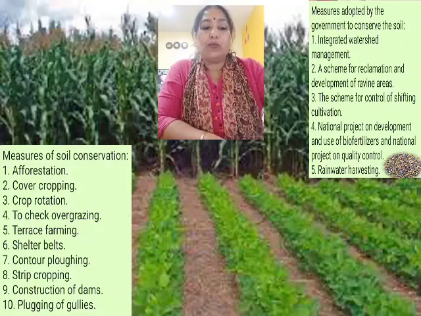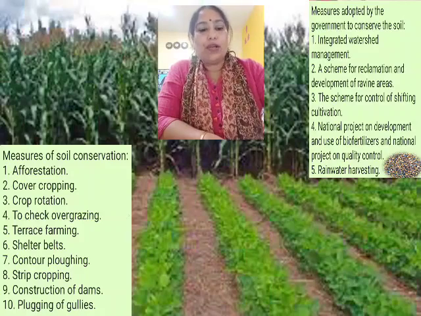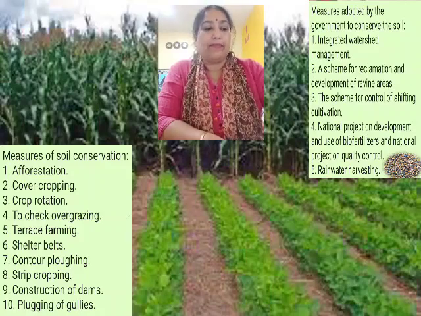On hill slopes, terraces act as bunds as the hill is cut into a series of terraces and prevent the soil from being washed away by running water and promote absorption of water. Now, shelter beds. Farmers plant trees in several rows to check wind erosion. They are also known as windbreaks.